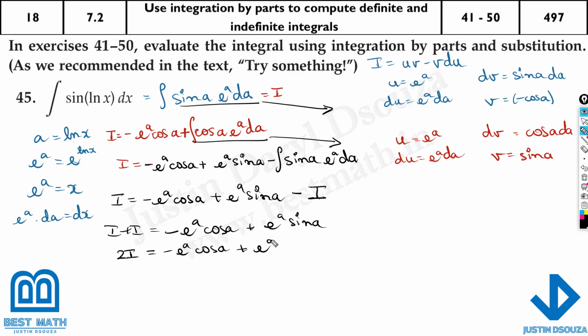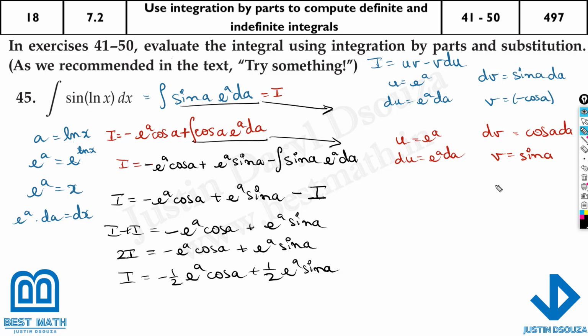Now, in writing, you need to write in detail, isn't it? You can't just skip. You can mention it like that, but it's better to write in detail. So then I will take this 2 to the other side, or divide all the terms by 2. So I will be equal to minus half e to the power a cosine a plus half e to the power a sine a. Now we are almost done.